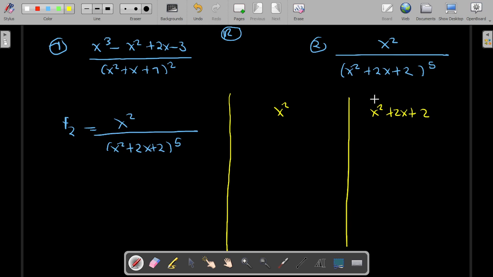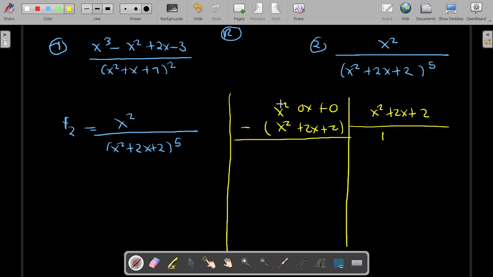So here we divide the first term by the first term. Now that is going to give us a 1 here. Now 1 multiplied by each and every term here is going to give us x squared plus 2x plus 2, like so. Now this is 0x plus 0. And then we're going to subtract these two expressions. Now here when we subtract x squared minus x squared, we'll get 0. Now here we'll get 0x minus 2x is going to be minus 2x, like so. Now 0 minus 2 is going to be minus 2, like so.